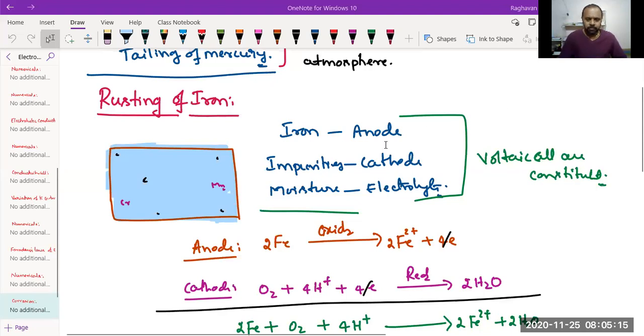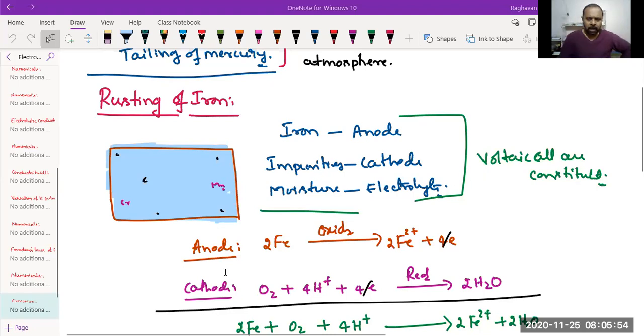What actually happens? Iron acts as anode, undergoes oxidation. The impurities such as carbon and other trace elements act as cathode. The moisture which deposits on the surface will behave like an electrolyte with dissolved oxygen. So thus, wherever impurities are there, the iron and the impurities together form tiny voltaic cells. So many voltaic cells will be there in a small sample of iron. And thus, when I say voltaic cell, there is oxidation, there is reduction, quite evident.